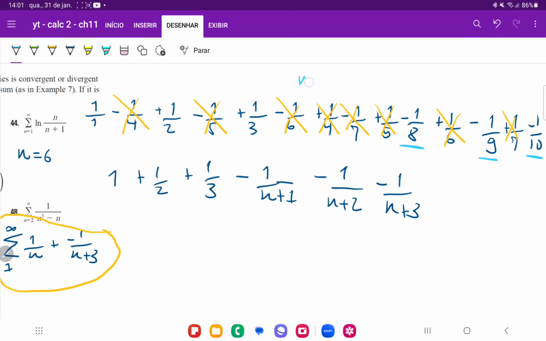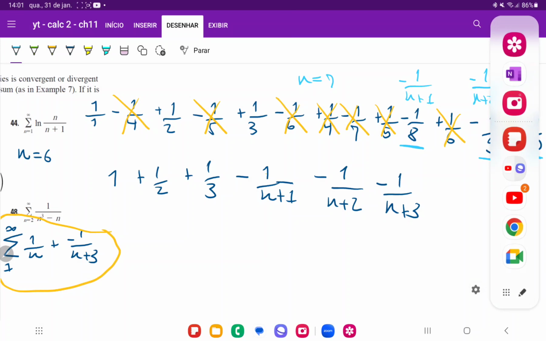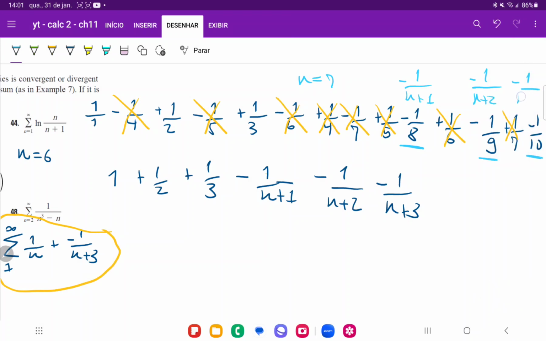Notice that now we have that n is equal to 7, so this minus 1 over 8 is minus 1 over n plus 1. This minus 1 over 9 is minus 1 over n plus 2. And this minus 1 over 10 is minus 1 over n plus 3. So even if we expand now to n is equal to 7, we can see that the remaining terms, minus 1 over n plus 1, minus 1 over n plus 2, minus 1 over n plus 3, that's exactly what we got here. So we can see that the pattern here holds. This sum here, we're always going to have 1 plus 1/2 plus 1/3 minus 1 over n plus 1 minus 1 over n plus 2 minus 1 over n plus 3.